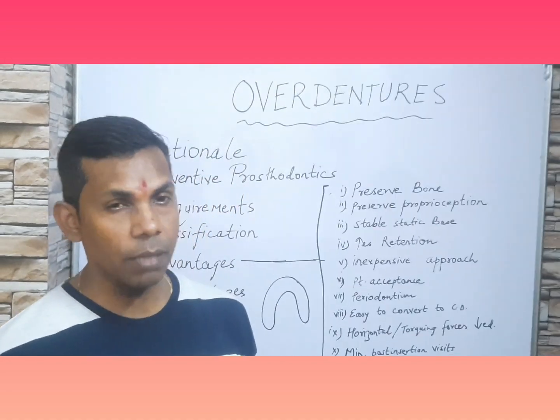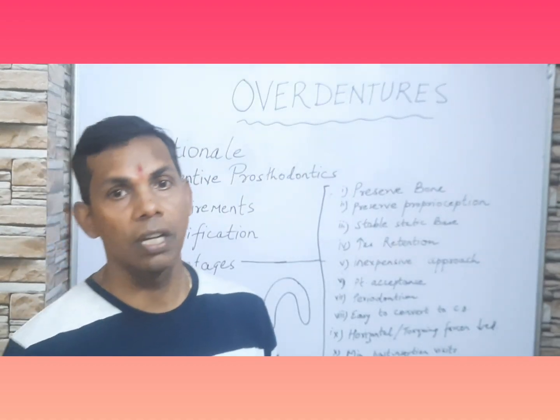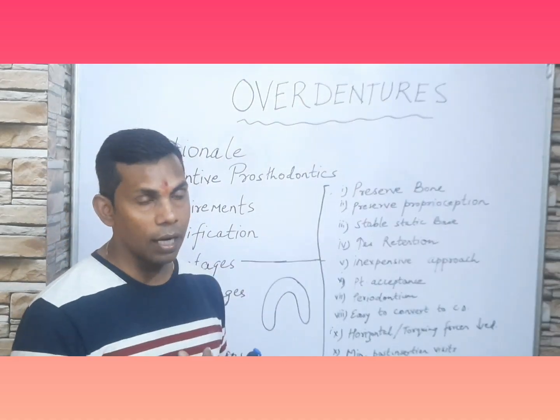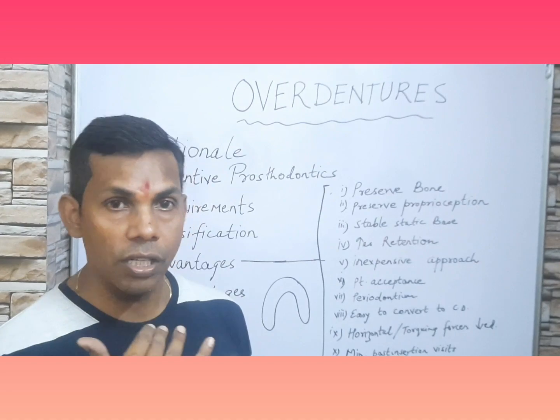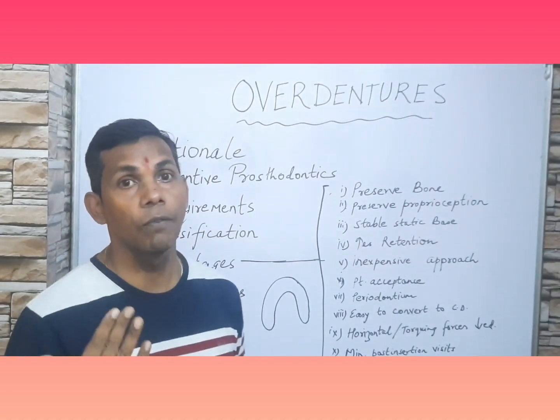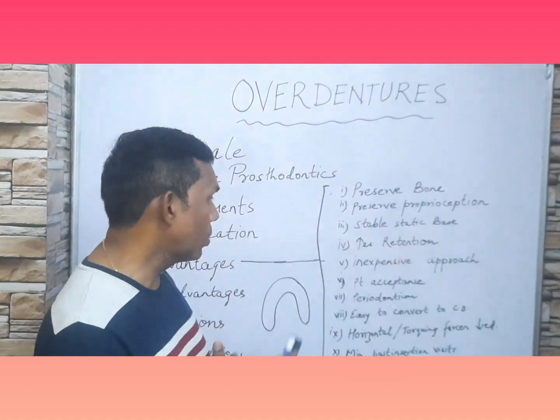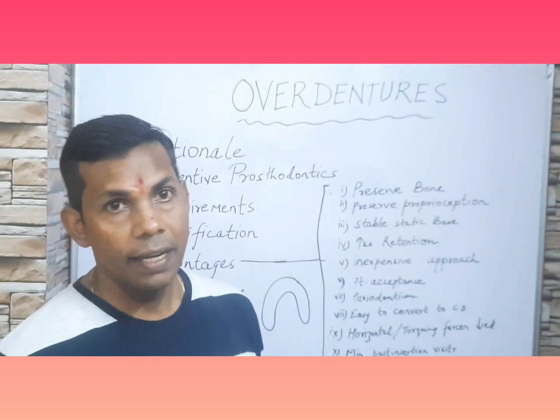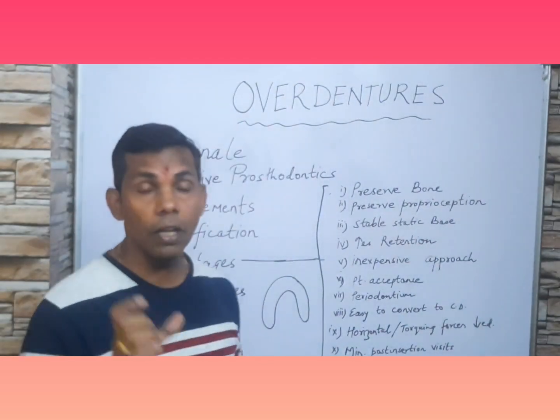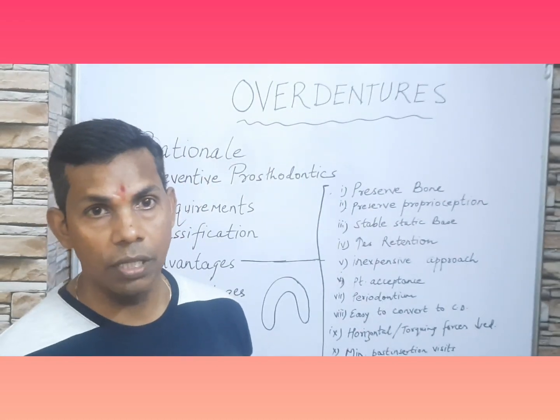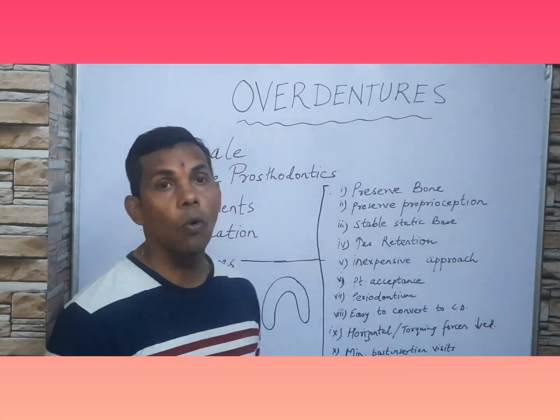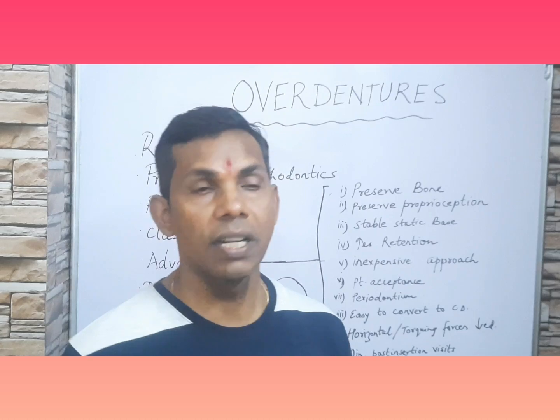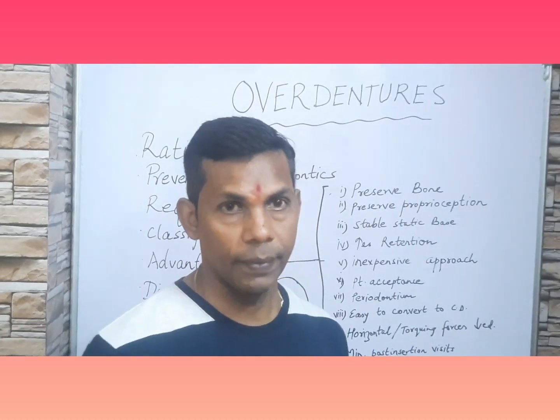Next, you are minimizing the post-insertion visits because the patient has his own natural teeth. The amount of problems the patient faces in a complete denture, in order to orient the denture according to the upper and lower arches, as in the conventional denture, he has to come for a number of visits when you compare it with overdentures. Fewer visits are required. Next, if you are having a good, stable and retentive overdenture, you can also think of giving a roofless or an open palate like this. So it is much more comfortable for the patient and the patient acceptance is much better.